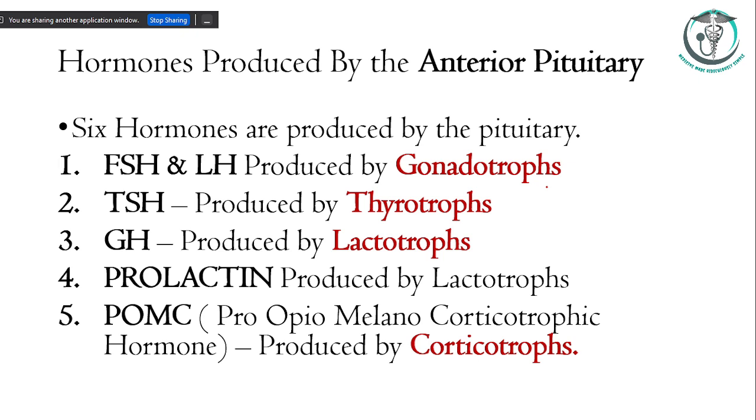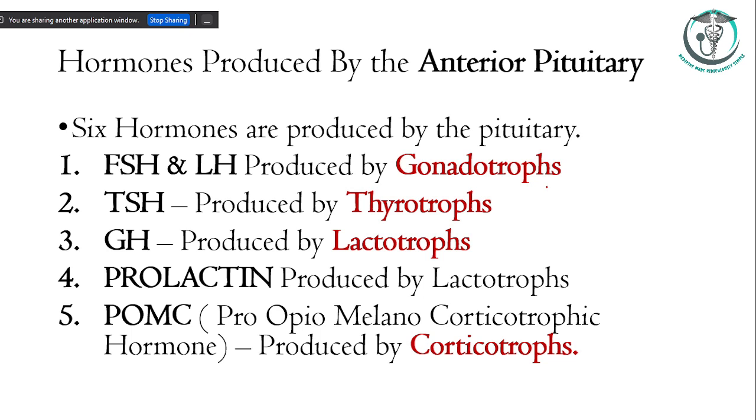Again, I want you to know. Okay, the cells that produce growth hormone are called somatotrophs. They respond when the hypothalamus produces growth hormone releasing hormone, which stimulates them. Okay, then prolactin is produced by the lactotrophs.